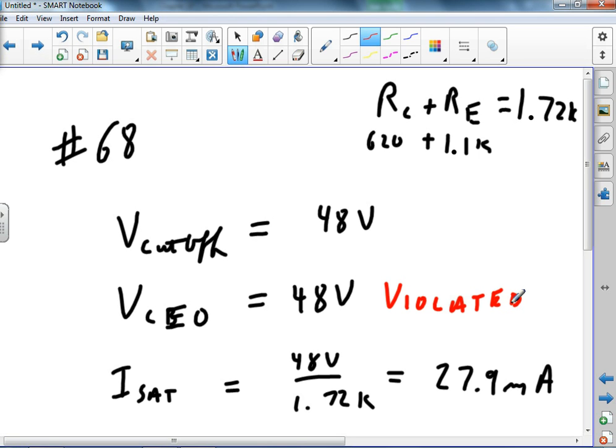Okay, any questions? Okay. So is that too much voltage, or is it just going to blow?